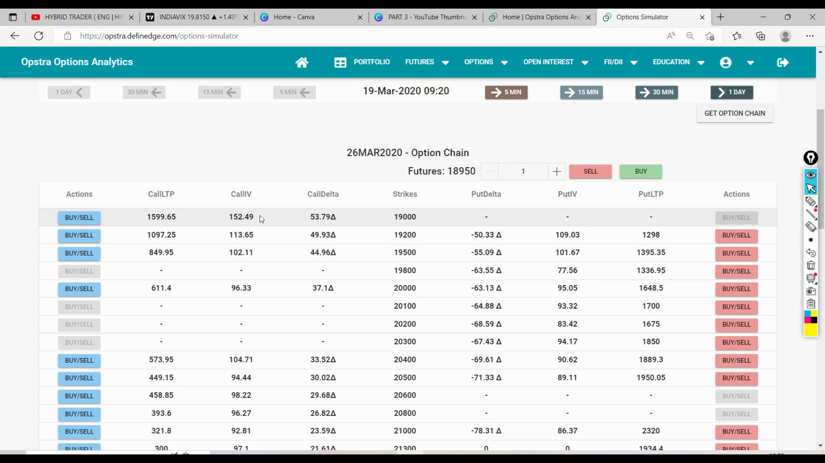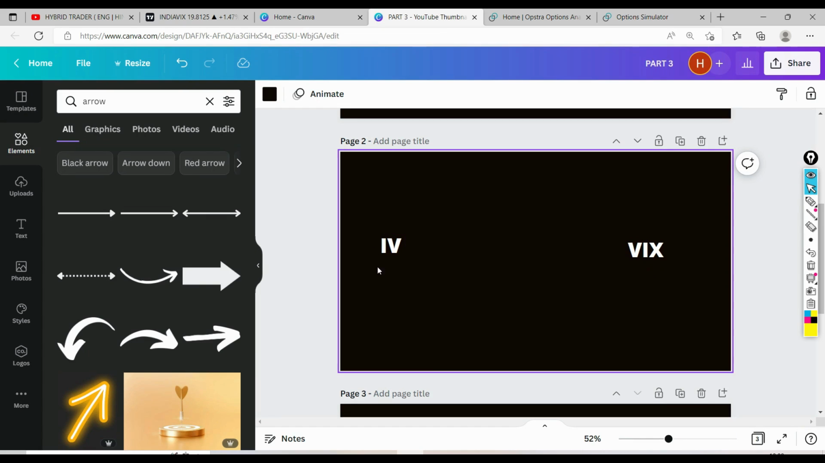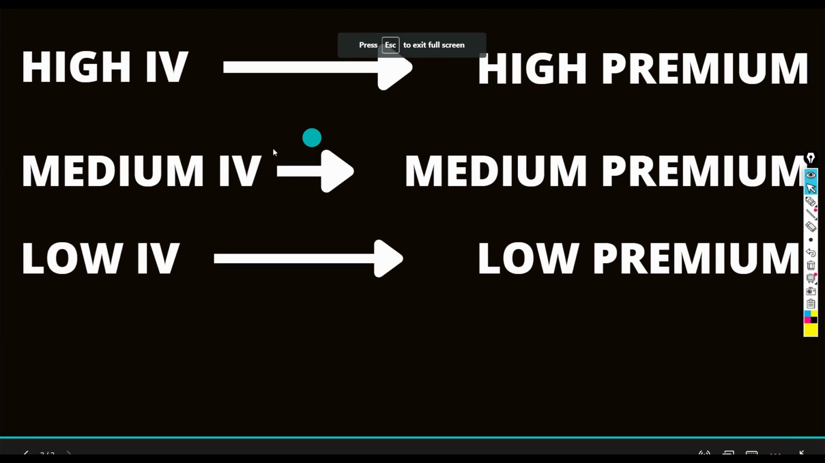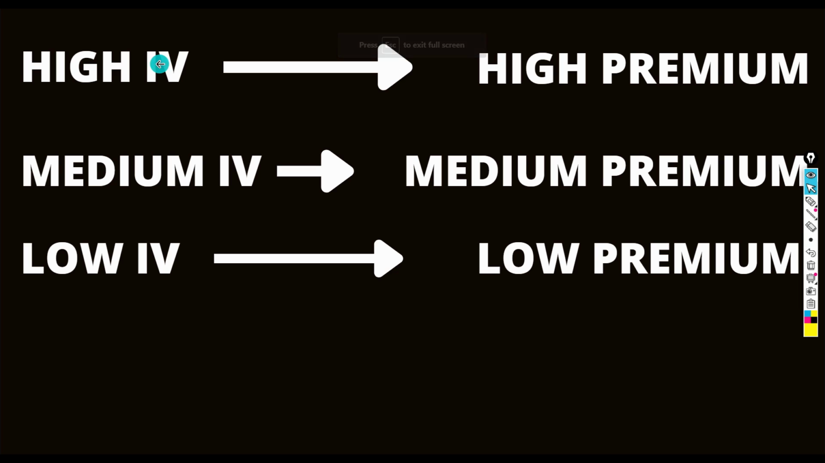So both your IV and VIX, though they are interrelated, your IV is more specific to the strike prices and your VIX is more specific to the overall market. So this is what I was trying to convince you of: what the IV and the VIX are. IV pertains to individual strikes, and VIX pertains to the overall market. Now let me take you to the IV slide. This slide is very important. Whenever we say IV is high, it means high premium. We all know whenever the IV is high, the premium will be high.